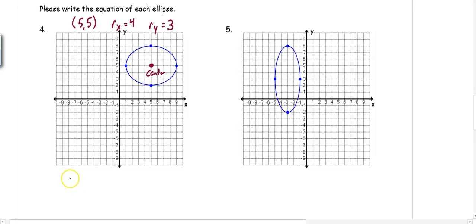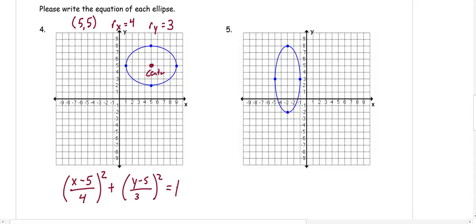So to write the equation of my ellipse then, I would have x minus my x coordinate 5 over the x radius, which is 4, squared, plus y minus 5 over 3 squared equals 1. Remember, your equation of an ellipse is always equal to 1. Let's try one more example.